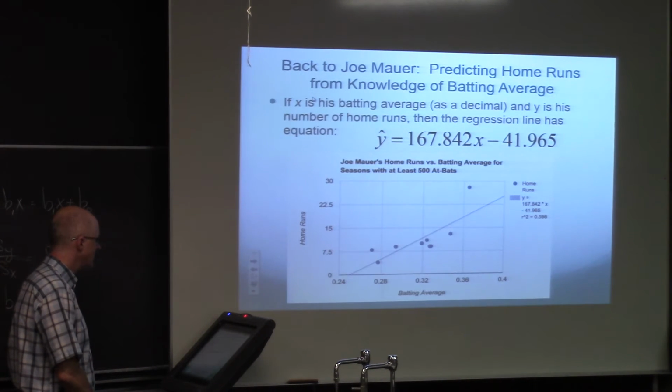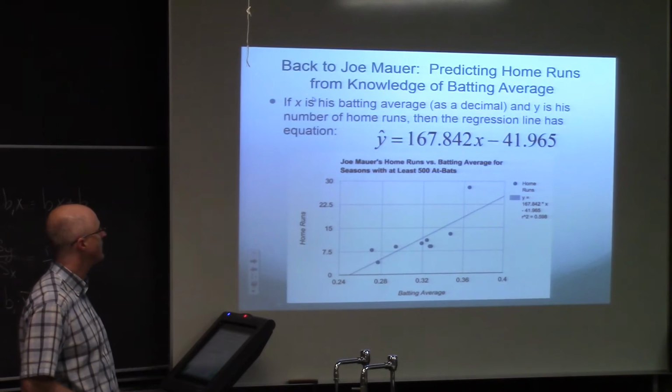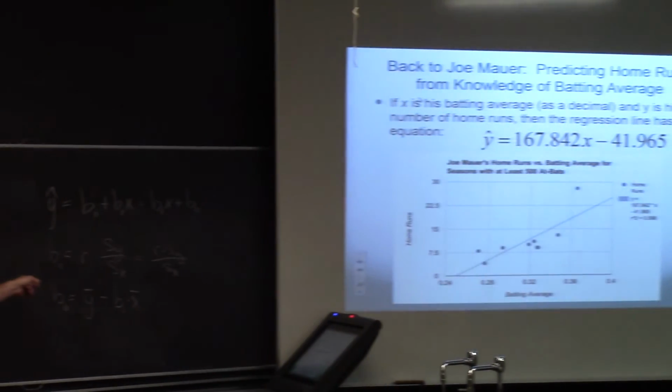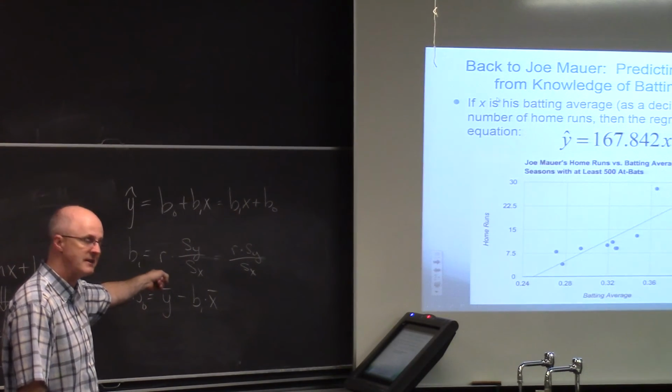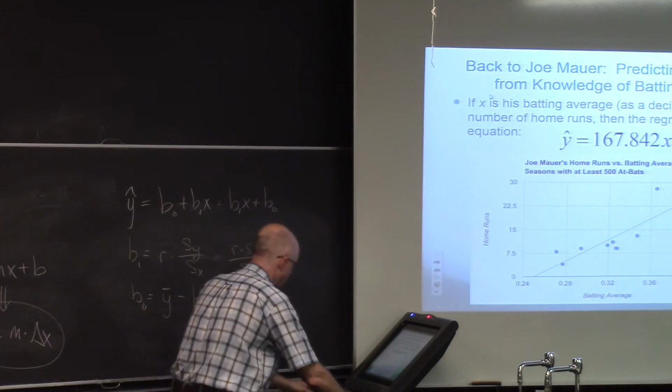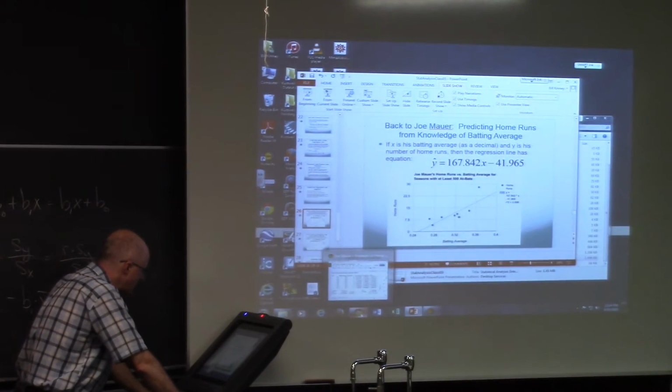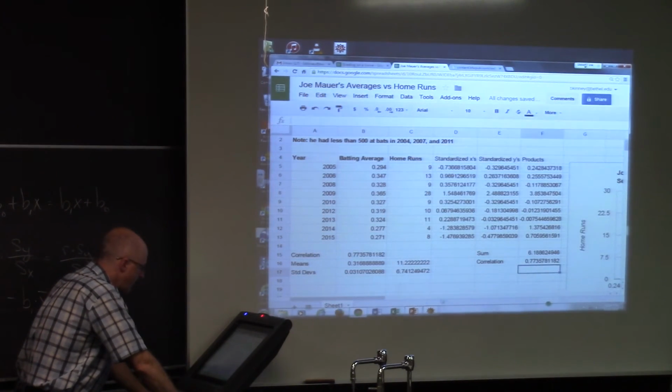Back to Joe Mauer. Turns out if you find the regression line with these equations, or on the spreadsheet, actually, when I made the scatter plot on the spreadsheet, I'll show it to you here real quick. You can add the trend line, which is the regression line, to the picture.